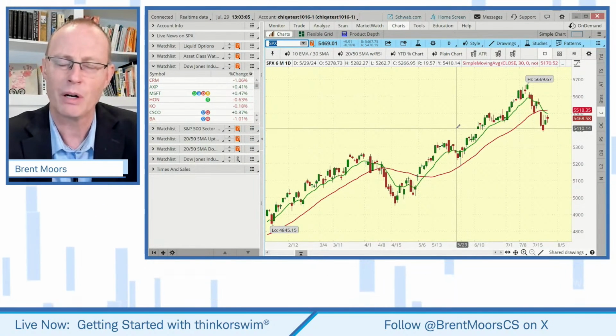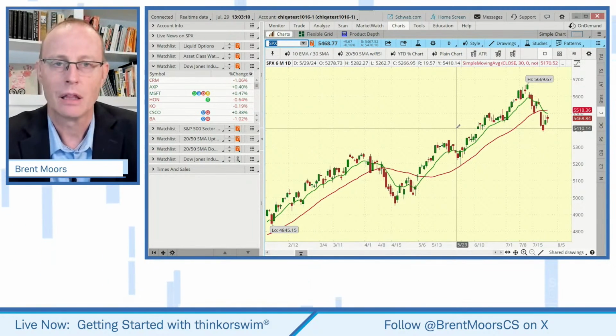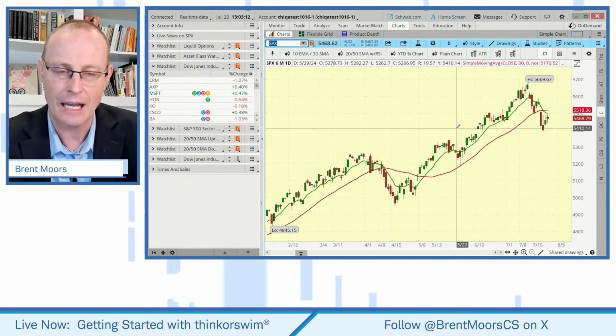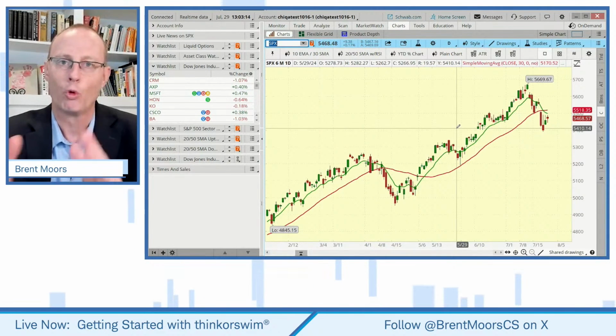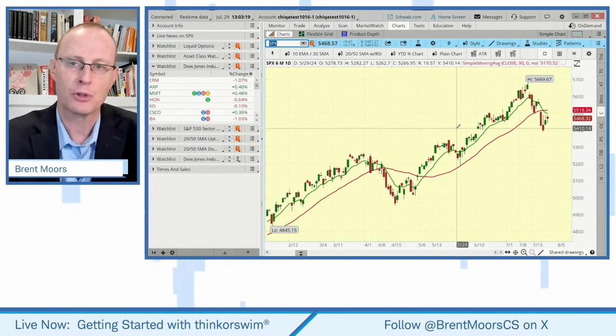As I mentioned, I want to talk about a tool, and that tool today is thinkBack. thinkBack is a tool that enables you to recreate, to backtest historical option prices.